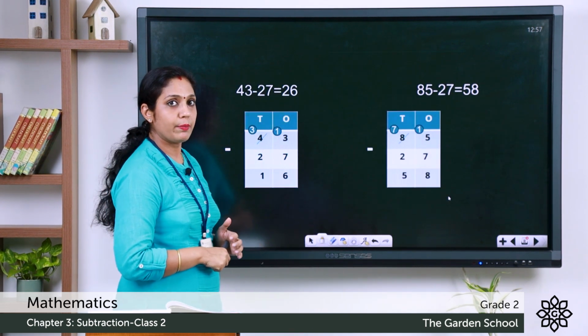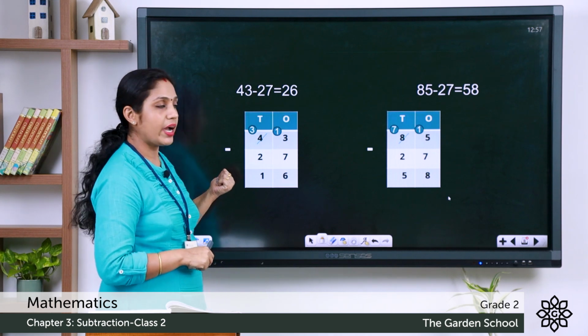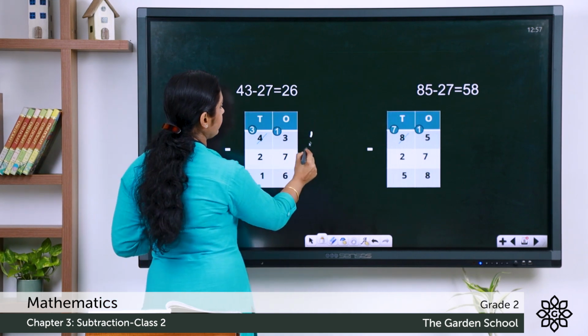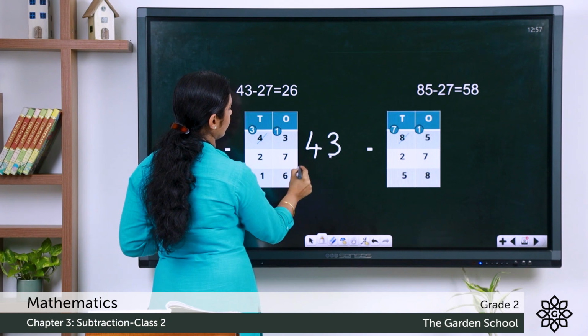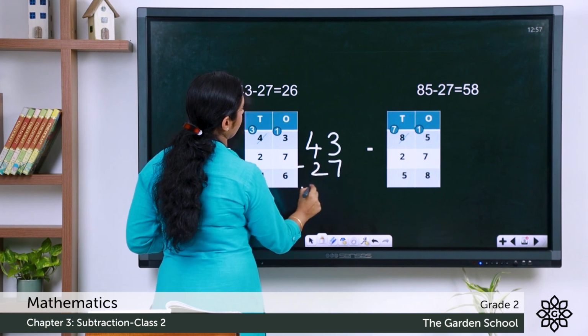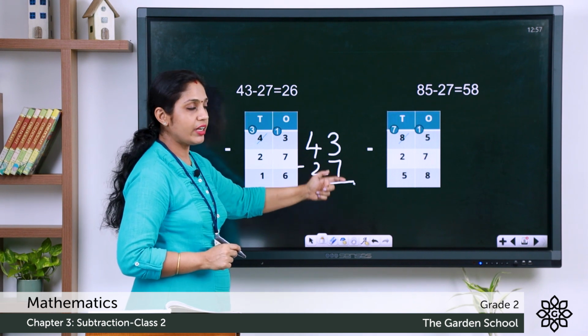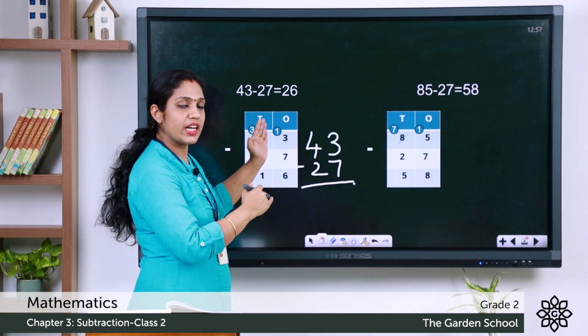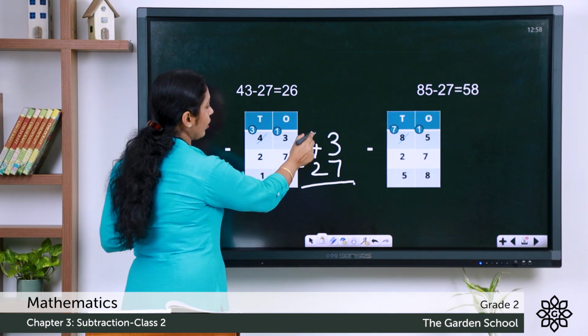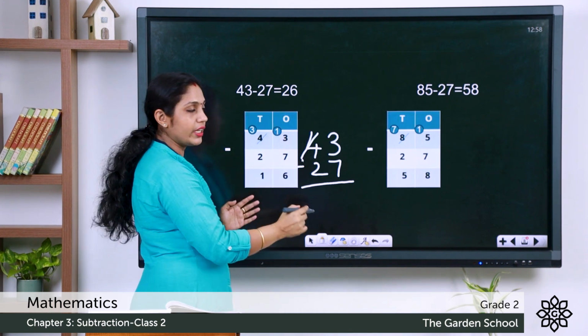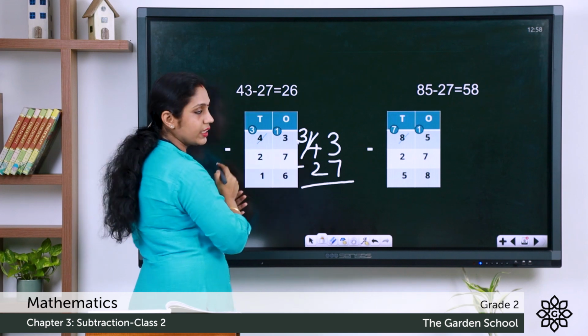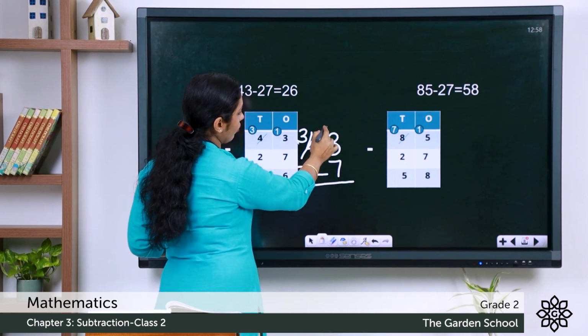Let's take some more examples. We have 43 minus 27. Here 7 is greater. You are not able to subtract 7 from 3. So we are going to the tens place for borrowing. We take 1 from 4 and in the tens place we can write 3. That 1 we are taking to the ones place.